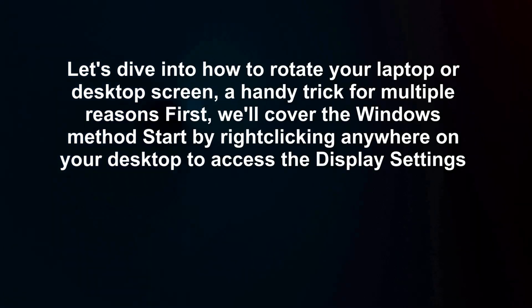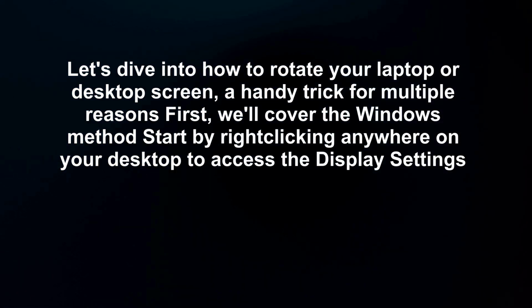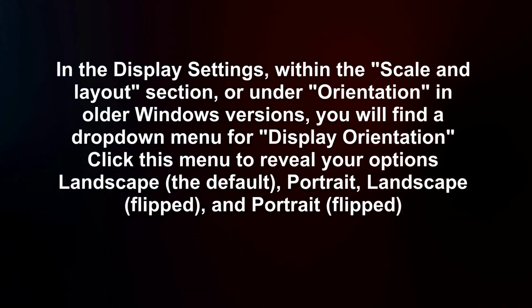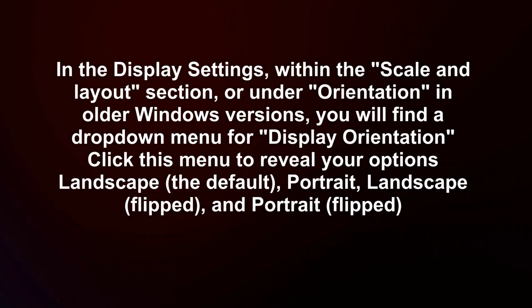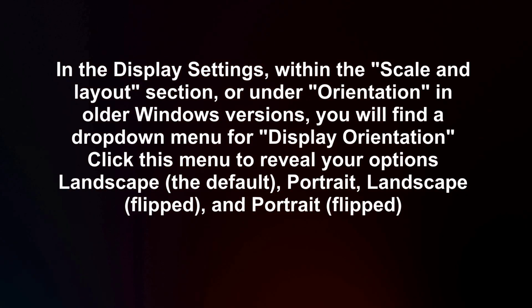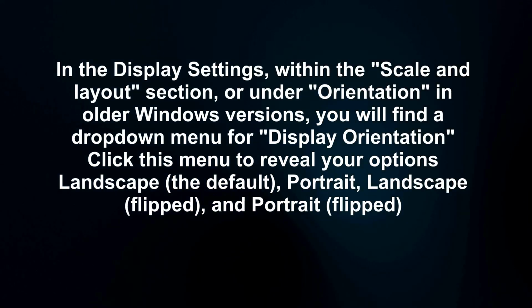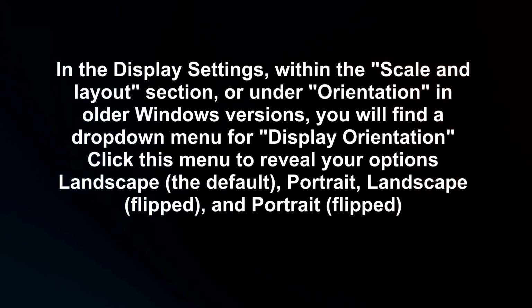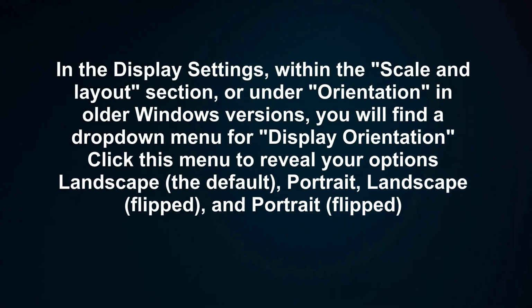Start by right-clicking anywhere on your desktop to access the display settings. In the display settings, within the scale and layout section, or under orientation in older Windows versions, you will find a drop-down menu for display orientation. Click this menu to reveal your options: landscape, the default, portrait, landscape flipped, and portrait flipped.